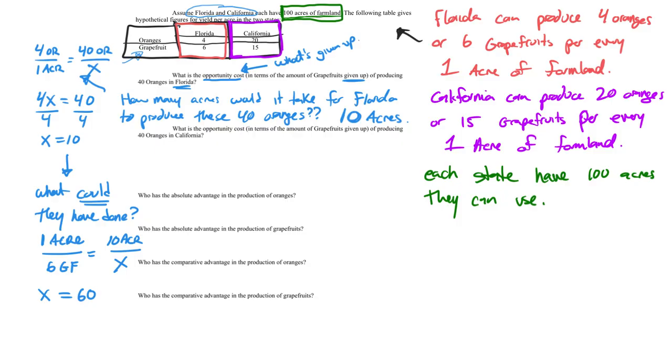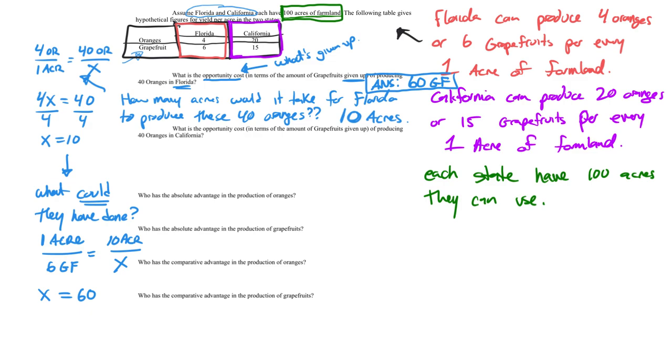So my answer, let's see, I'm going to try and fit it right up here, ANS, for my answer is going to be 60 grapefruits. That's what my answer is going to be for the question, what is the opportunity cost and amount of grapefruits given up of producing 40 oranges in Florida?